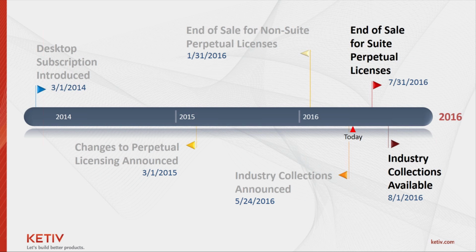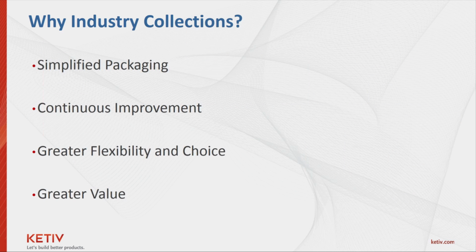For sure. So why Industry Collections? Autodesk has switched from that suite model into this Industry Collection model. So what they're doing is more simplified packaging. Instead of having to choose between the plethora of suites, there's about half a dozen suites, they're only going to release 3, in which most engineering is going to have to pick between 2, whether that's AEC or manufacturing.